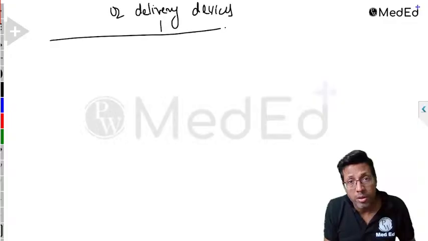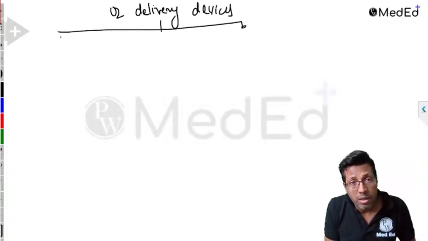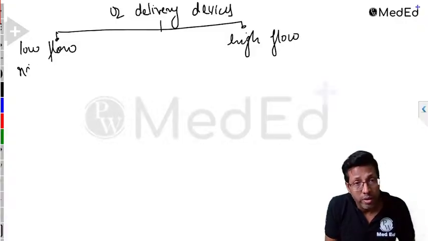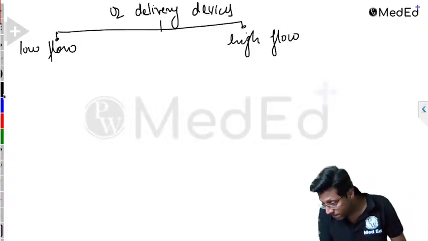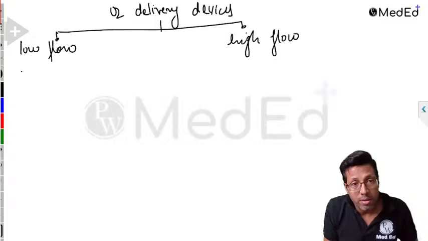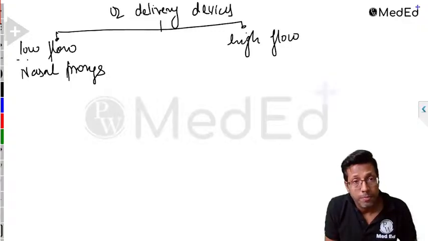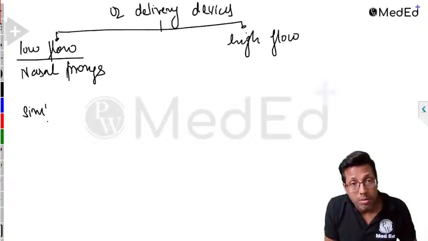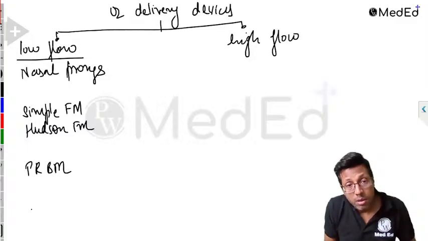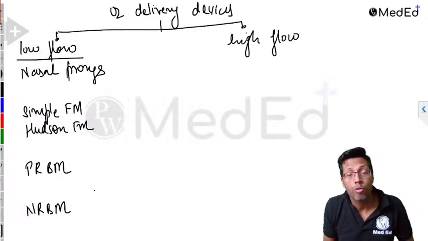So oxygen delivery devices, we'll classify them into 2 types. One are the low flow devices, and the other are the high flow devices. Low flow and high flow. So the low flow devices are the ones which we can call nasal cannula or nasal prongs. Sir, please write flow rates in one slide. Okay, I'll write the flow rates as well. So low flow devices are the nasal prongs or nasal cannula. Then you have the simple face mask, which I told you is also called a Hudson face mask. You have something called a partial rebreathing mask, and then you have a non-rebreathing mask. These are your low flow devices.